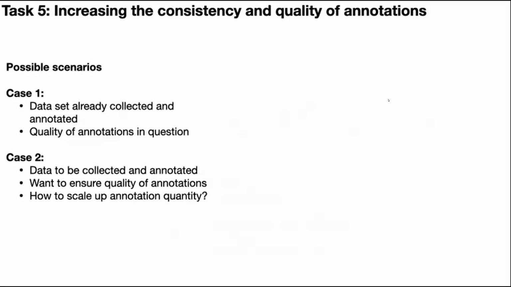Task 5 specifically was increasing the consistency and quality of annotations. What we did is we came up with a couple of scenarios. The first case is that you already have data collected and you're concerned about the quality of the annotations of that data set. And case 2 is you're looking to collect data and you want to ensure the quality, and maybe you're looking for ways to scale up the annotation quantity and quality.